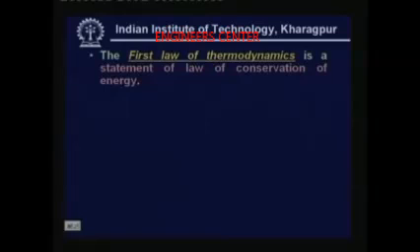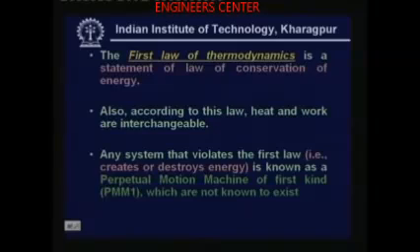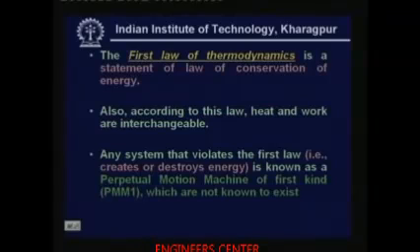Now, let us look at first law. First law actually is a statement of law of conservation of energy, and also according to the law, heat and work are interchangeable. That means, you can convert heat into work or vice versa. And any system that violates the first law, or that means which creates or destroys energy, is known as a perpetual motion machine of first kind, or PMM1. And it has been observed that PMM1 does not exist.